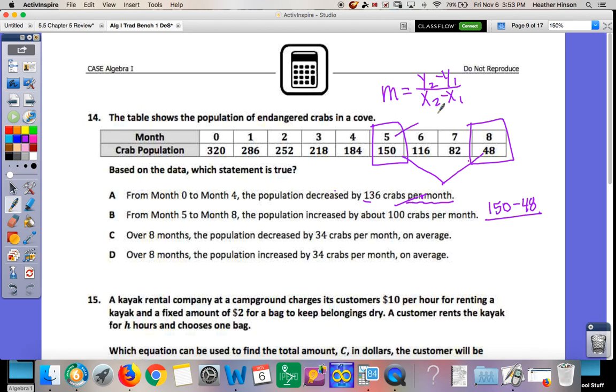But we're looking from month 5 to month 8. So you do get approximately 100 on top, but it's not 100 per month. That's over 3 months. This is actually still decreasing 34 crabs per month. You have to make sure you look at how many months it's counting by. This isn't 1 month, it's 3. And it also said increase, and the crabs went down from 150 to 48. So that was out automatically.